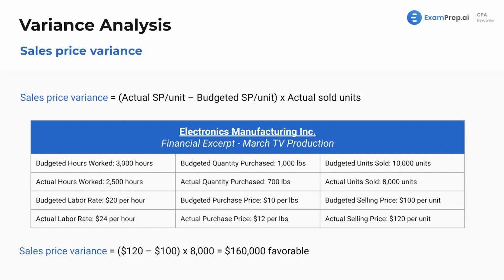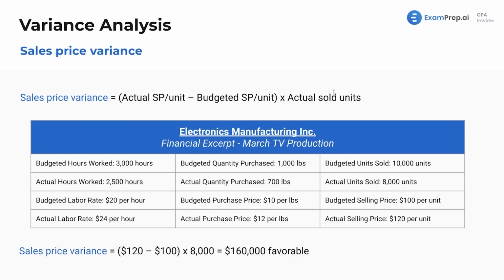Two more for you. We've got here the sales price variance. Now, as I mentioned before, this one is very much trying to indicate, did we sell the product for a better price than what we budgeted? Let's see. In this case, we have actual selling price. What did we actually sell it for? Well, we actually sold it for $120 per unit. We budgeted that we would sell it for $100 per unit. That gives us $20 of improvement per unit.